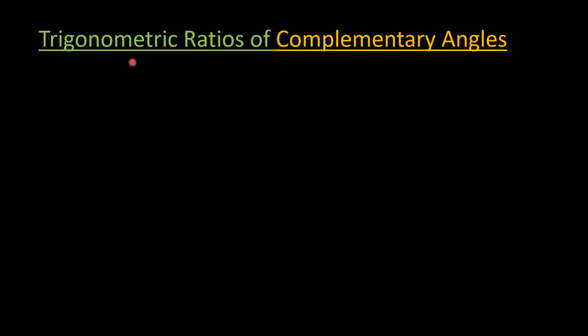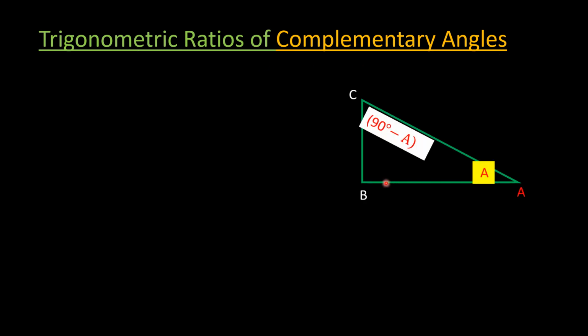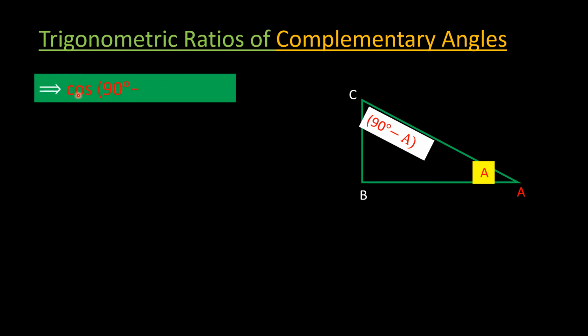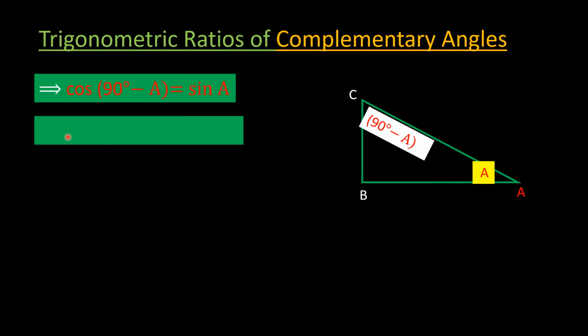We write trigonometric ratios of complementary angles. We have right triangle ABC where angle A and angle C are complementary angles. We write angle C in terms of angle A as 90 minus A. Now we write all the 6 trigonometric ratios of complementary angles. We write cos (90 minus A) equals sin A, sin (90 minus A) equals cos A.